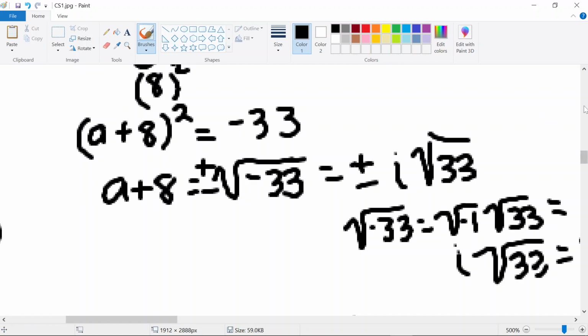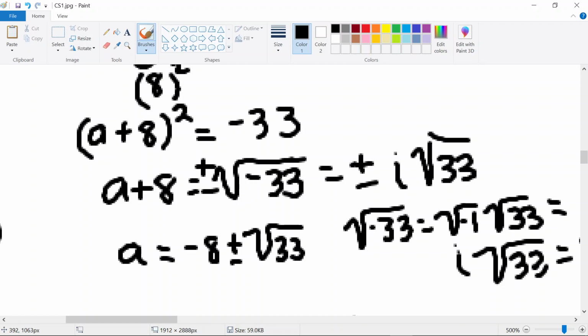And now I subtract 8 from both sides. A equals minus 8 plus or minus i. Well, I'm going to write it the other way. Plus or minus square root 33 i.